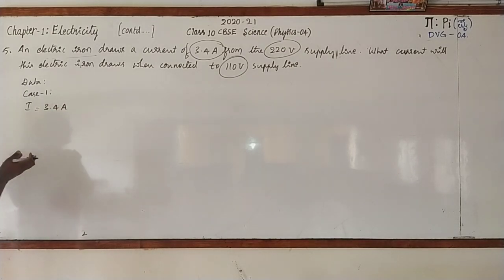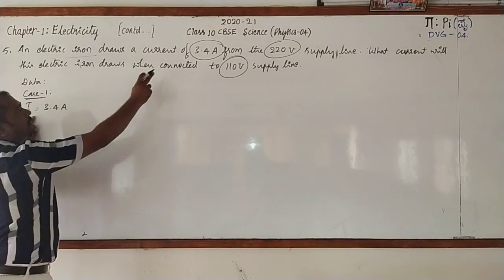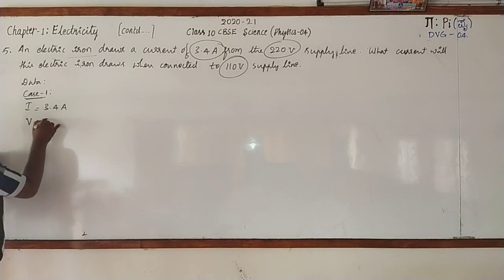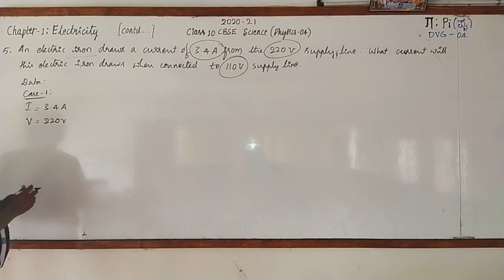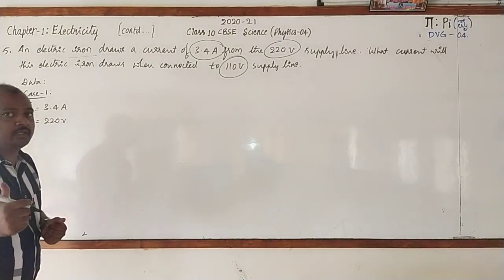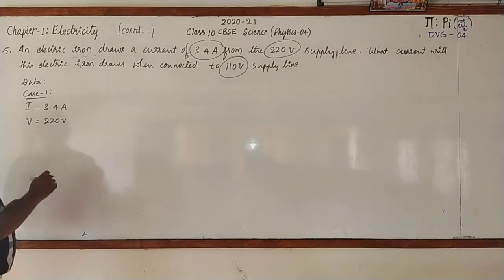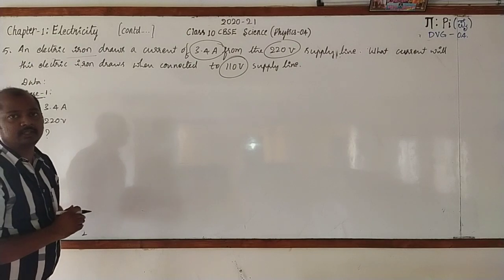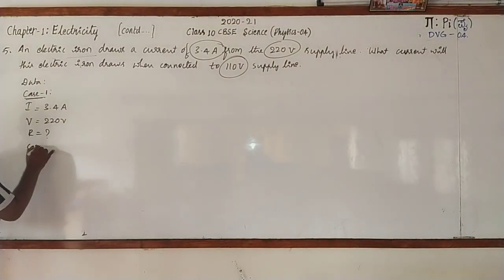In case 1 you can take I1, R1, V1 like that, or else if you mention case 1, it is not necessary. I equal to 3.4 amps from the 220 volt. So V is equal to 220 volts. Then which physical quantity do we not know? Yes, it is R. R is unknown. When R is known, then you can go for the second case. What is that second case?